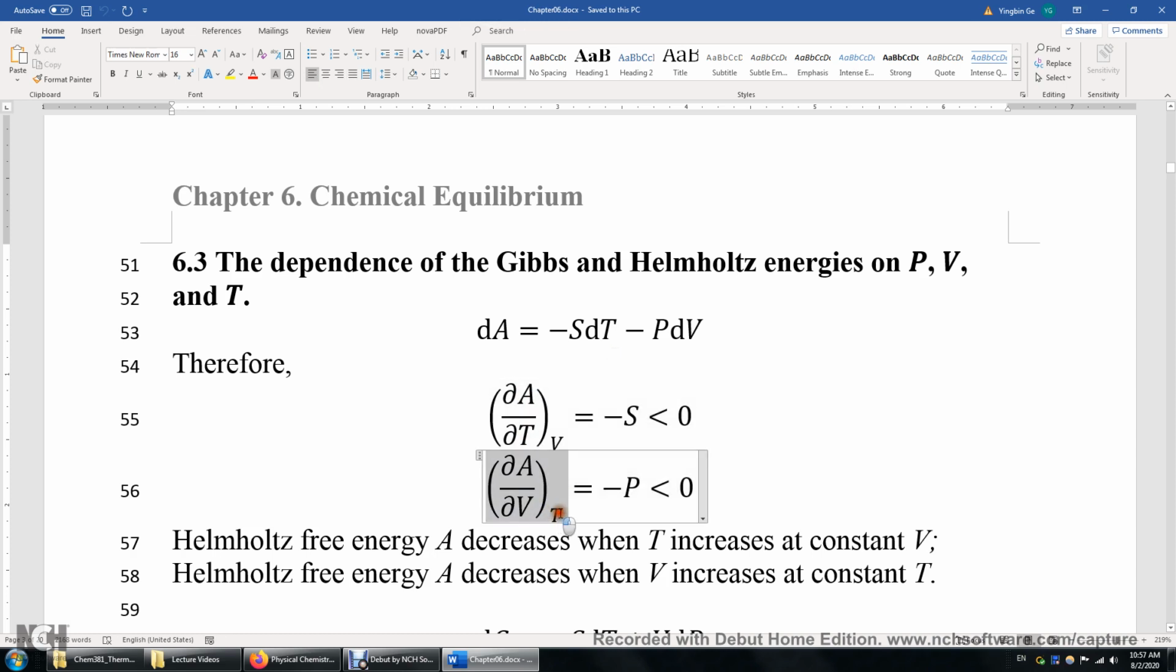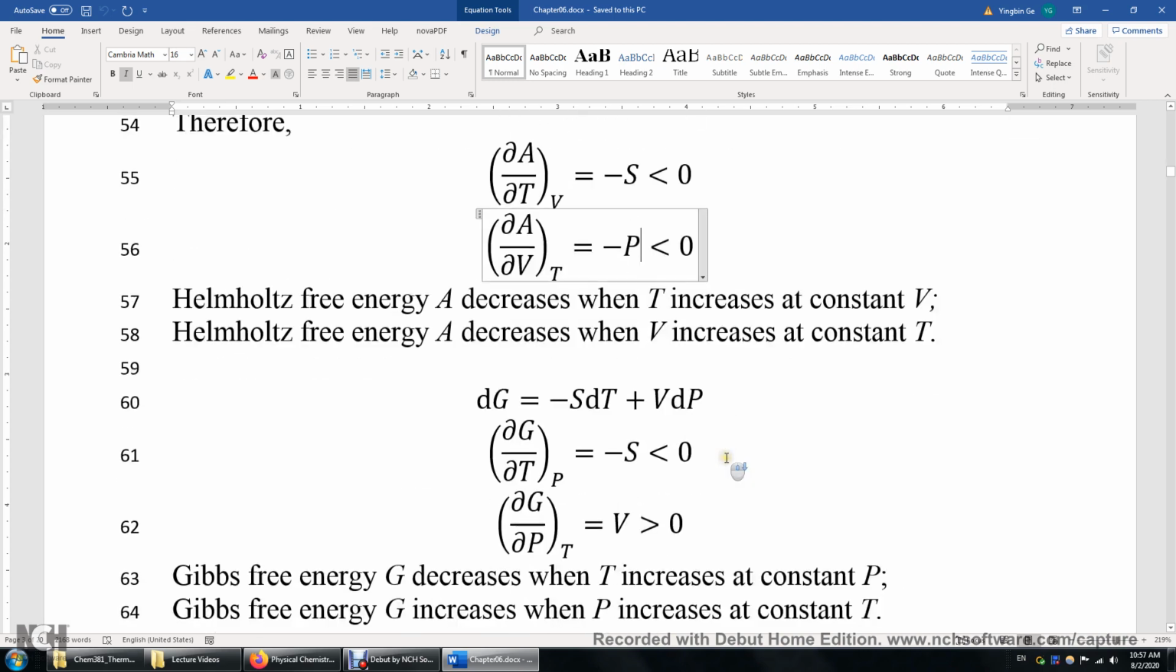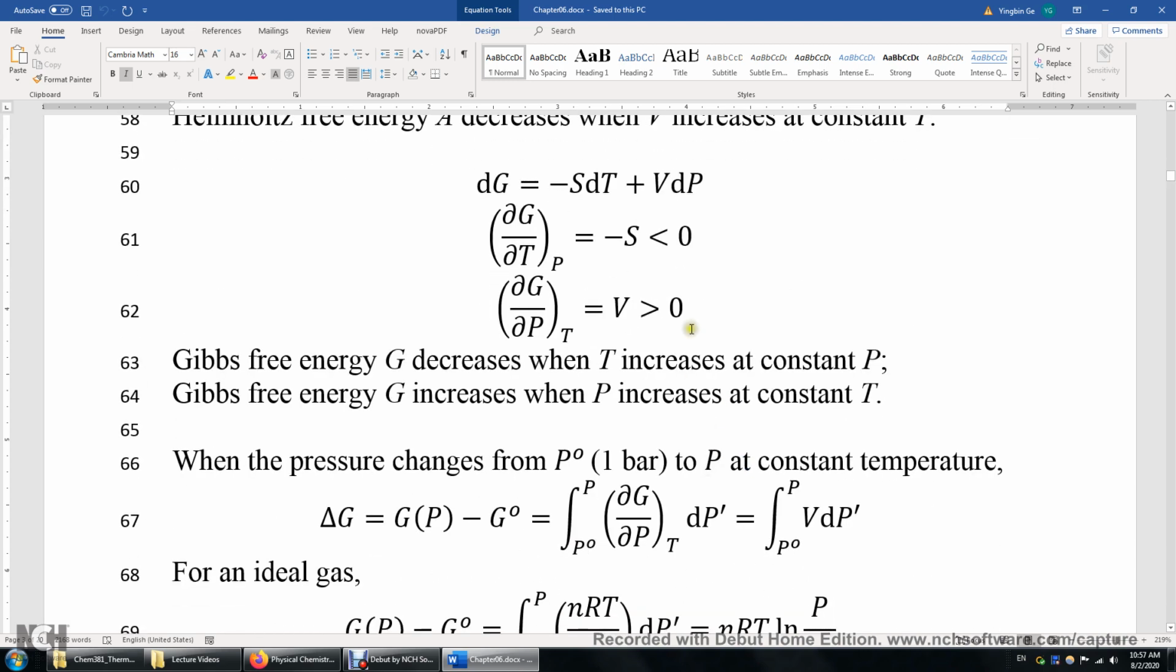Similarly, when temperature is constant, dA over dV is negative P. Pressure is always positive. Therefore, when volume increases, A decreases. Similarly, we can analyze G. dG equals negative S dT plus V dP.